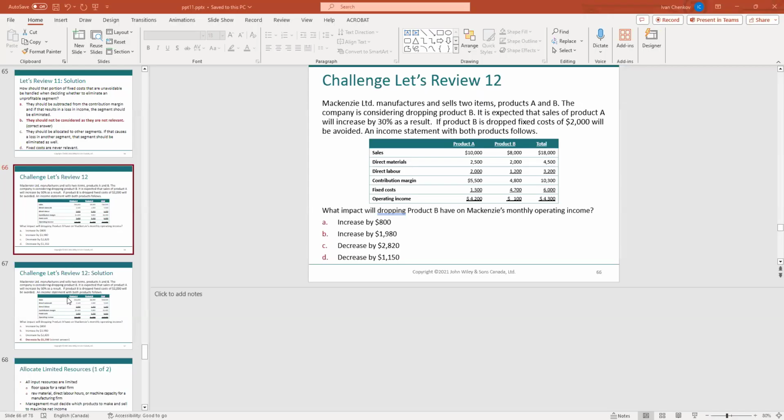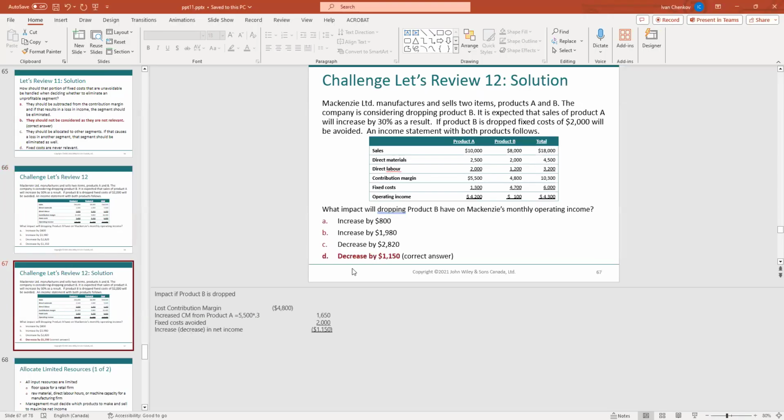So the answer will be, let's go back to the question and see what the answer is. The answer in this case will be a decrease of 1,150. Loss of contribution margin 4,800. Increase of 1,650. Saving on the fixed cost 2,000. We're losing $1,150. Can you guys see it?